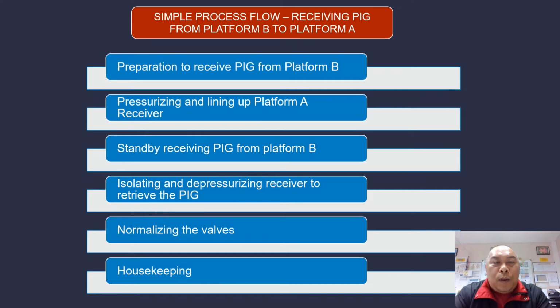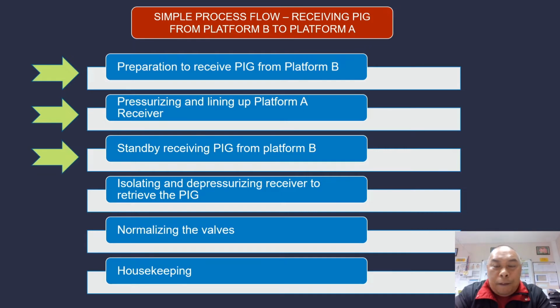So here is the simple process flow. As you can see, the first is preparation to receive pig from platform B, and then pressurizing and lining up platform A receiver, then standby receiving pig from platform B, isolating and depressurizing the receiver to retrieve the pig, normalizing the valve, and lastly housekeeping.